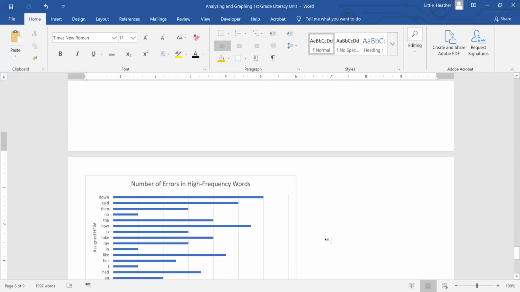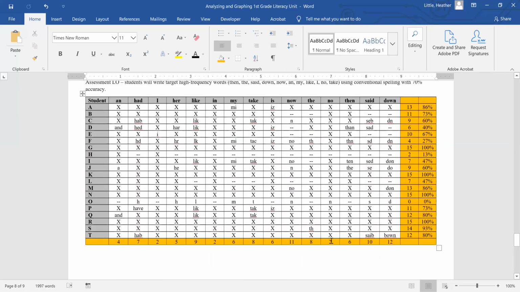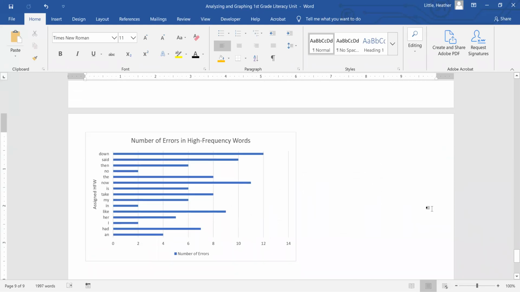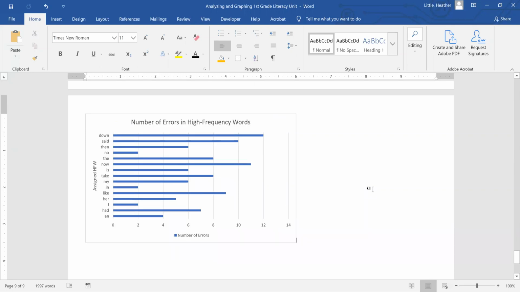So that is analyzing question level data and graphing question level data and applying your understanding of question level data to your curriculum and instruction.